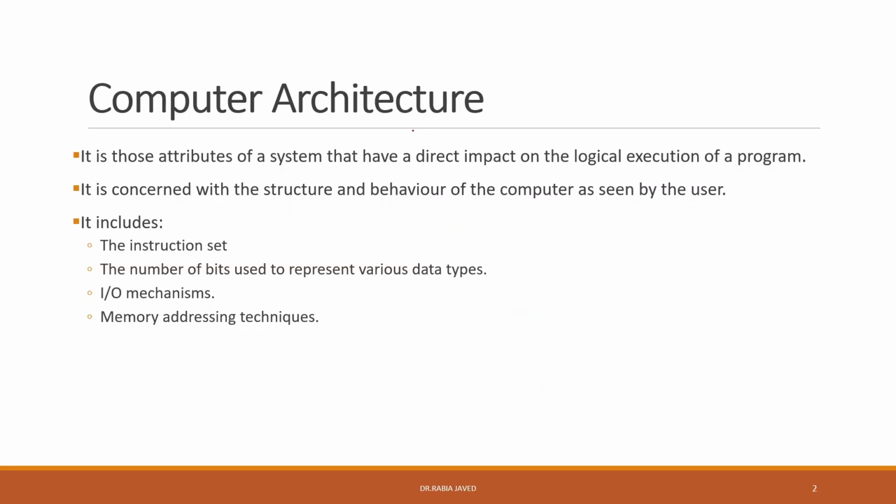So let's see what is meant by computer architecture. Computer architecture refers to the design and the basic structure of a computer system, which includes its hardware and their interconnections and the principles that guide their organization. It is those attributes of a system that have a direct impact on the logical execution of a program. It is concerned with the structure and the behavior of the computer system as seen by the user.